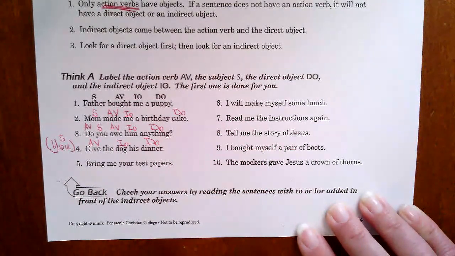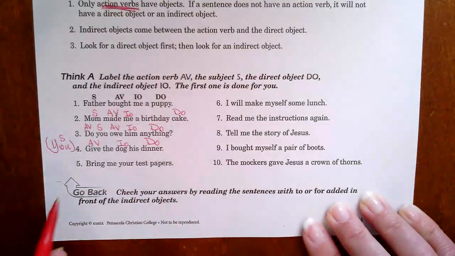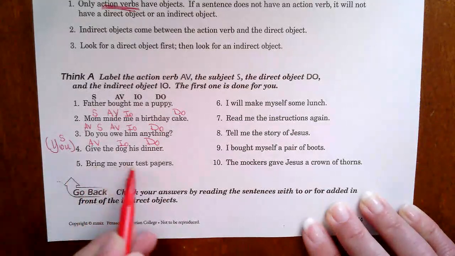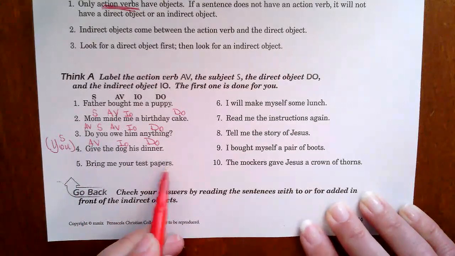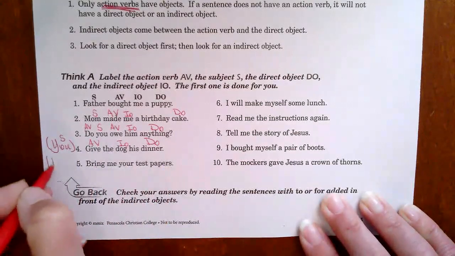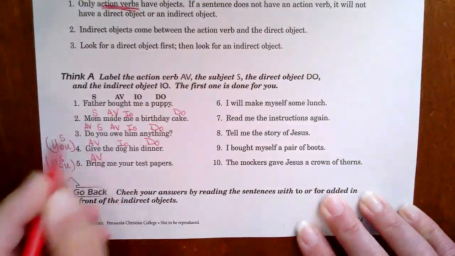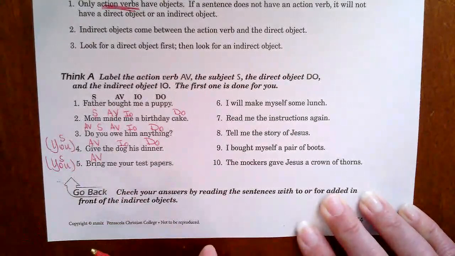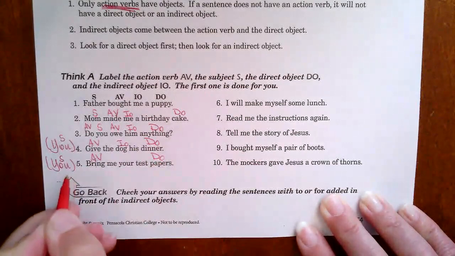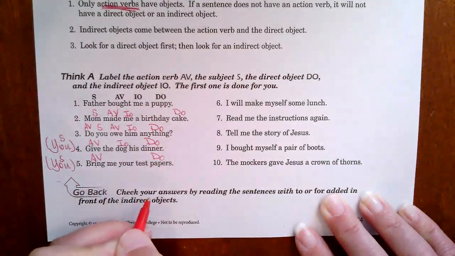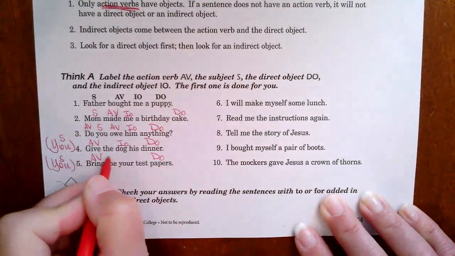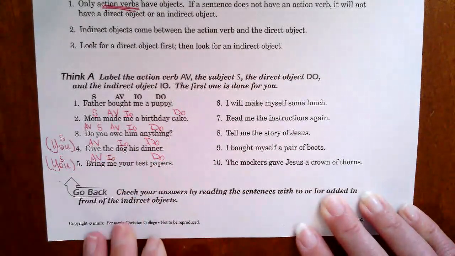Okay, so you should have the rest of these done. So bring me your test papers. Okay, the subject. Well, this starts with a verb and it's an imperative. You're being told to do something. So this is another one that understood you is the subject. You bring, let's look. I don't see any prepositions, no prepositions. You bring what? You bring papers. You bring papers to whom? To me. Okay. All right.